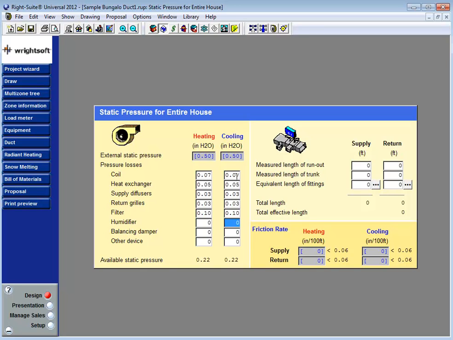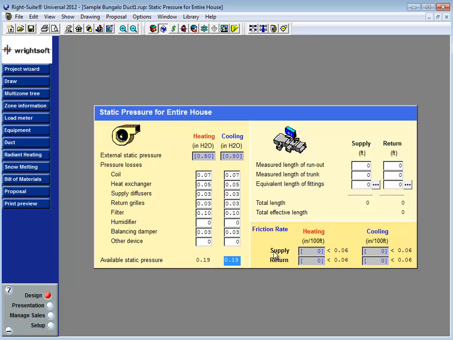I don't have a humidifier in this design, so I'll leave that out. And a balance damper, I will use again the Manual D standard of 0.03, leaving me with a total available static pressure of 0.19 inches of static pressure. Now, what this number means is I have 0.19 inches of resistance allowed for my ductwork. In other words, the worst case run of this duct system should create 0.19 inches of resistance overall on the fan, causing the right amount of airflow to come through said fan.